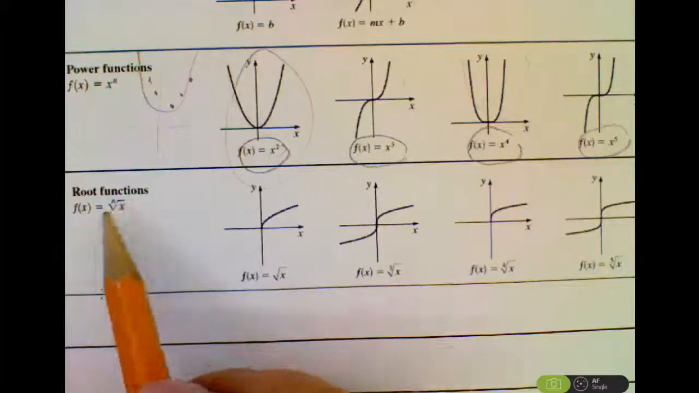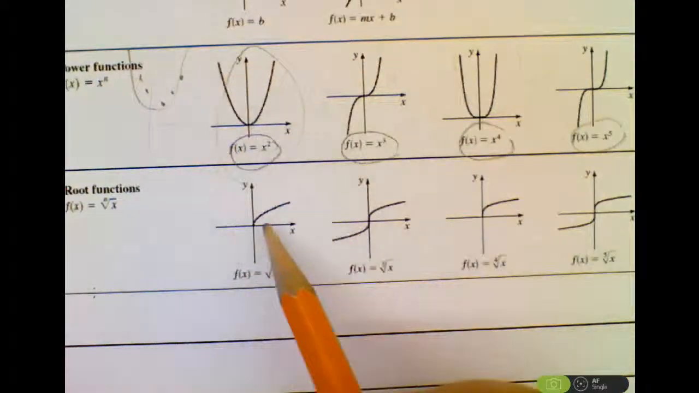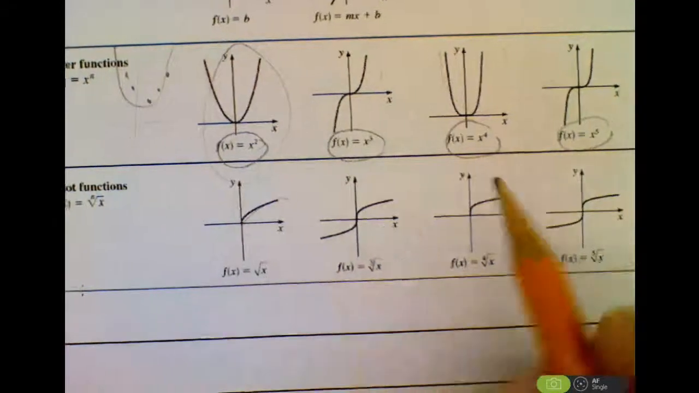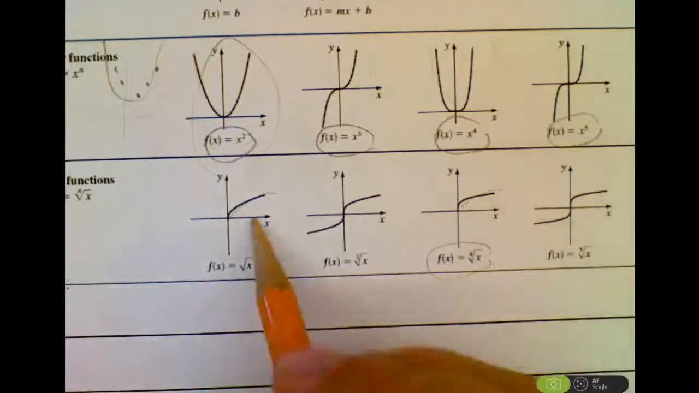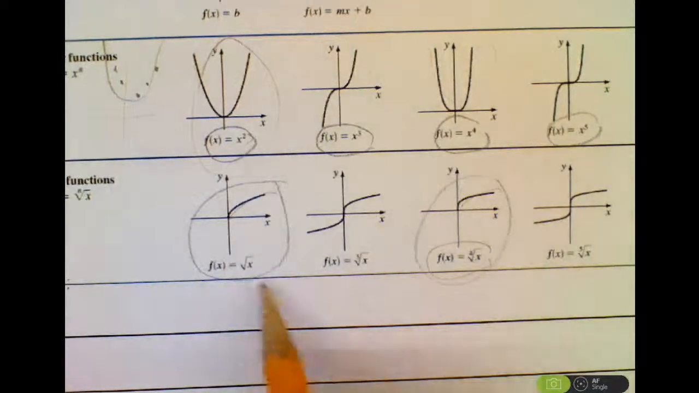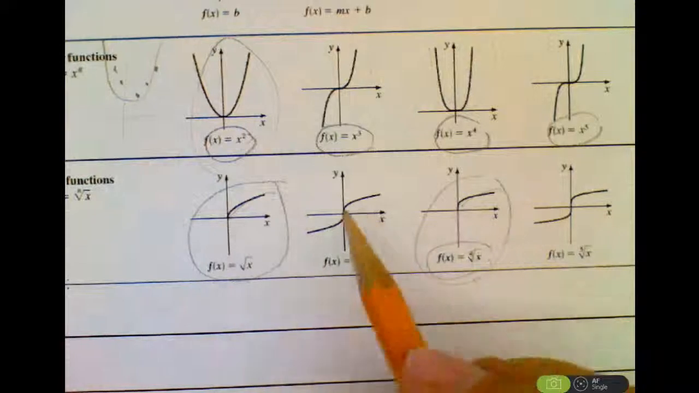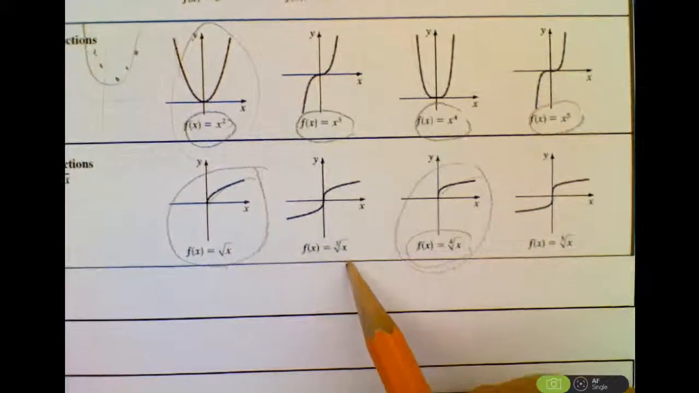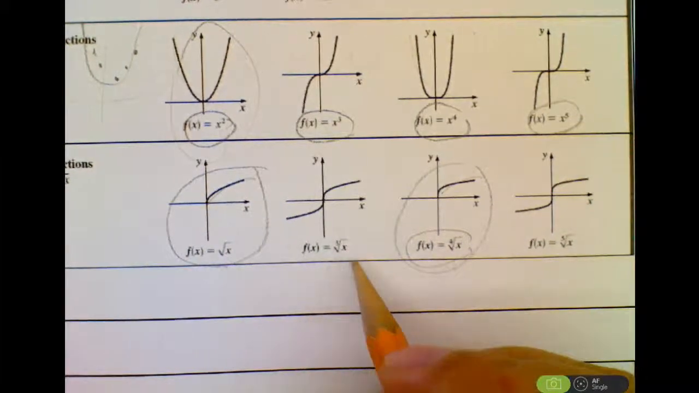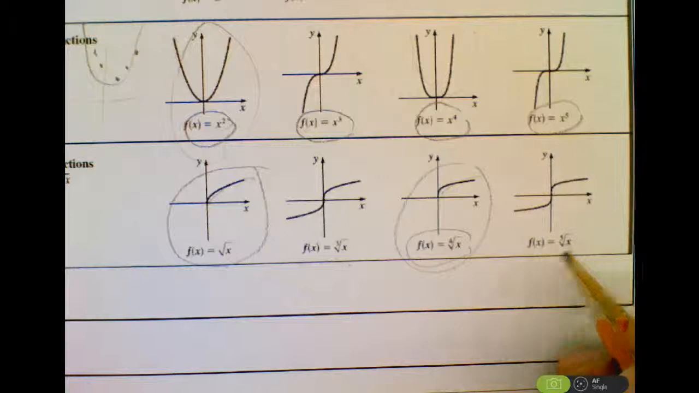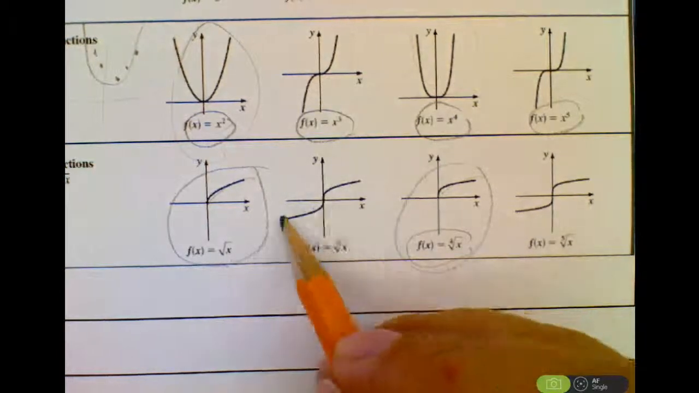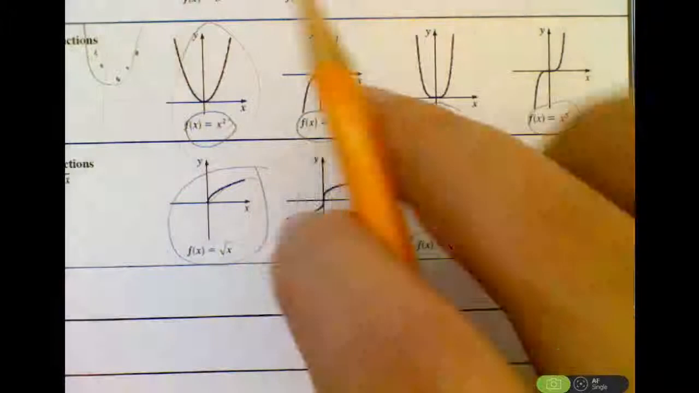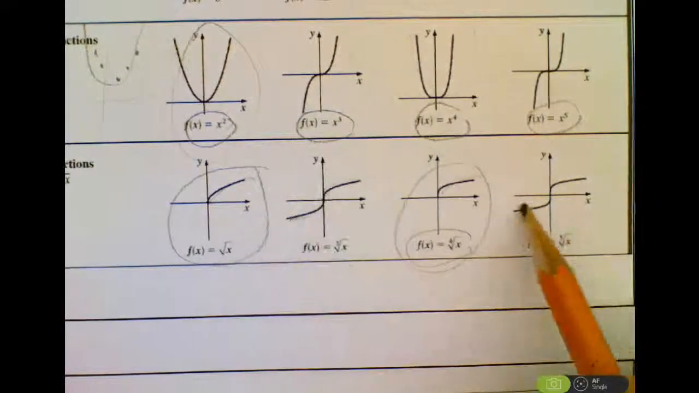The root functions, they look like a parabola on the side, but only one branch. So this is the square root of x. This is the fourth root of x. So whenever we have an even root, it's just going to look like half of a parabola to the side. And when we have a cubic root of x or a fifth root of x or any odd root of x, it's going to look like a snake, but laying down on the side. It's going to look like the letter S.